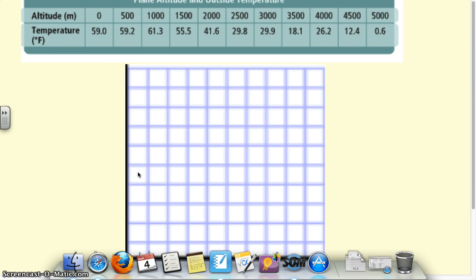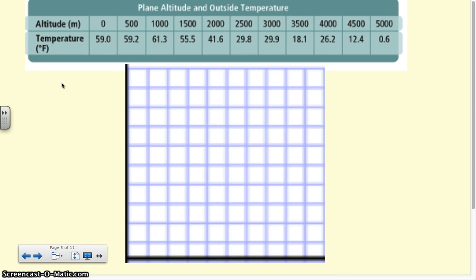All right, looking at the next set of data, we have plane altitude and our outside temperature. So I have altitude and temperature. What do you think is dependent on the other? Do you think my temp is dependent on how high I am, right? Because the higher you get, kind of the colder it is. So my temperature is my dependent, and my height is independent, because I can choose how high I'm going to go. I can choose to fly a plane or not, okay?